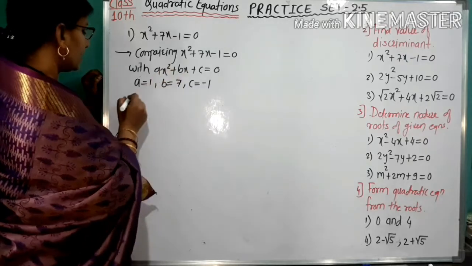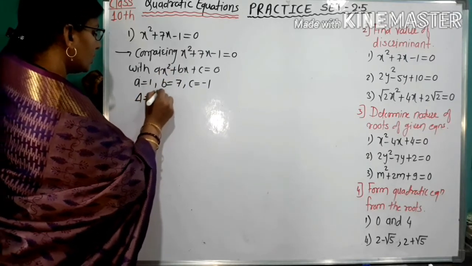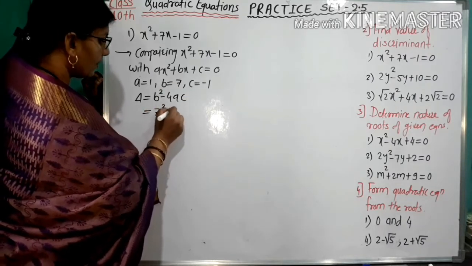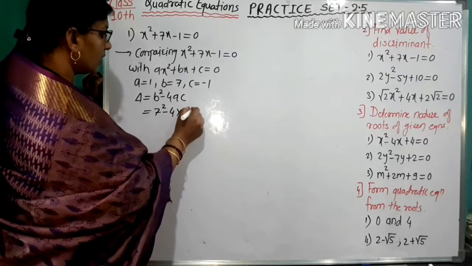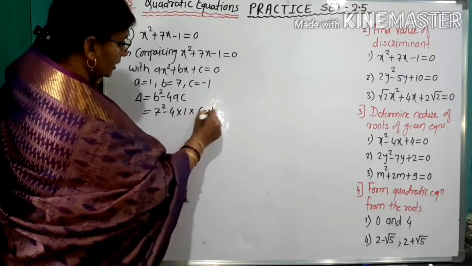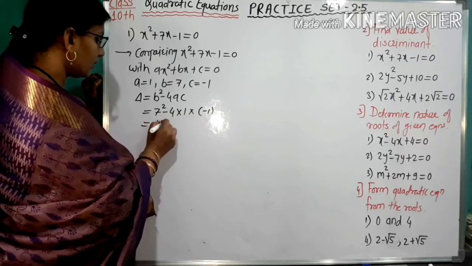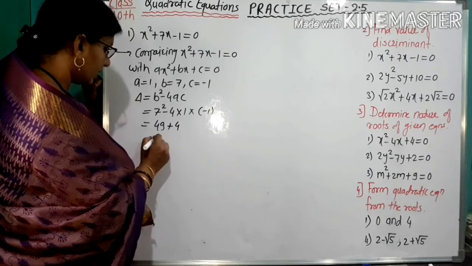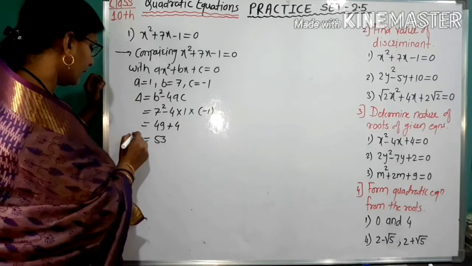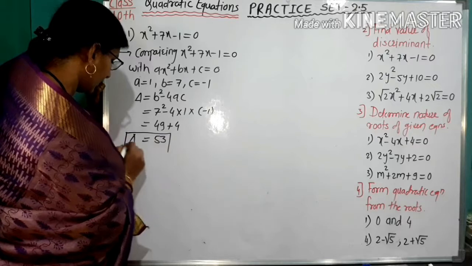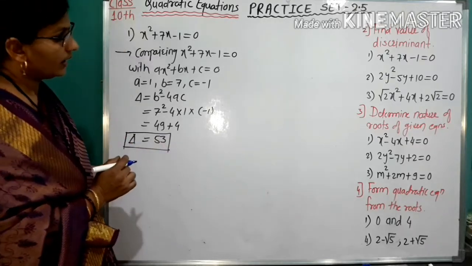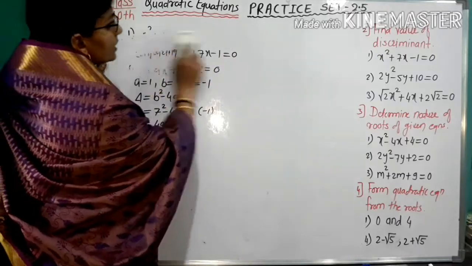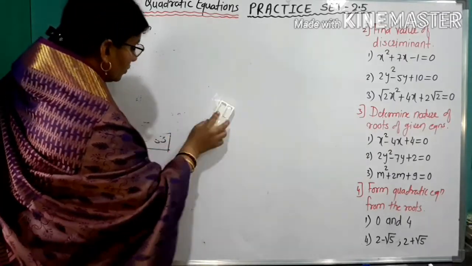Then value of discriminant means delta equal to b square minus 4ac. b square, 7 square, minus 4 into value of a is 1 and value of c is minus 1. Therefore, 7 square is 49 minus minus 4, that is plus 4. Therefore, value of delta is 53.